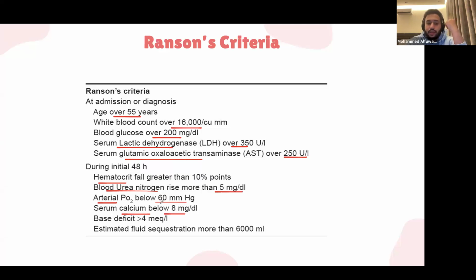It's worse. Okay. Base deficit of more than 4. This is basically in the acid-base parameters. If there's a base deficit, low bicarb, more than 4, this is a worsening sign. And fluid sequestration more than 6,000.